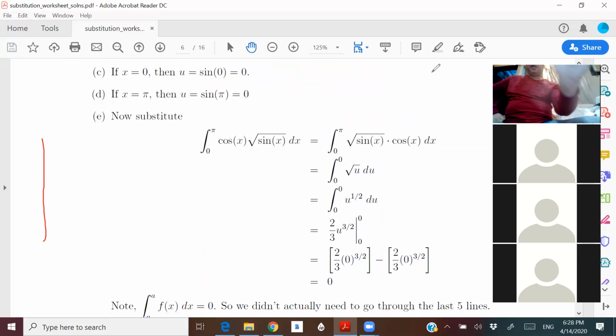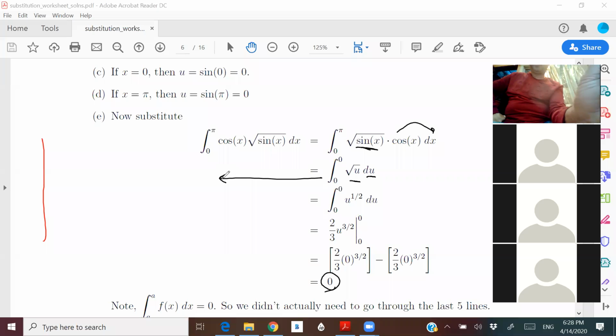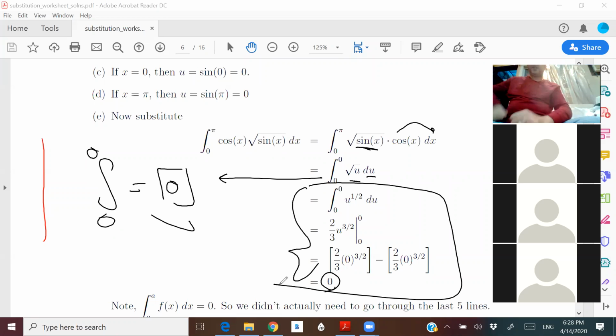Instead of sine, I'm going to replace it by u. Instead of cosine dx, I'm going to replace it by du. From 0 to 0, it is 0. In my opinion, once you see an integration from 0 to 0, just write 0 without doing any steps. Understand? It's okay for you?